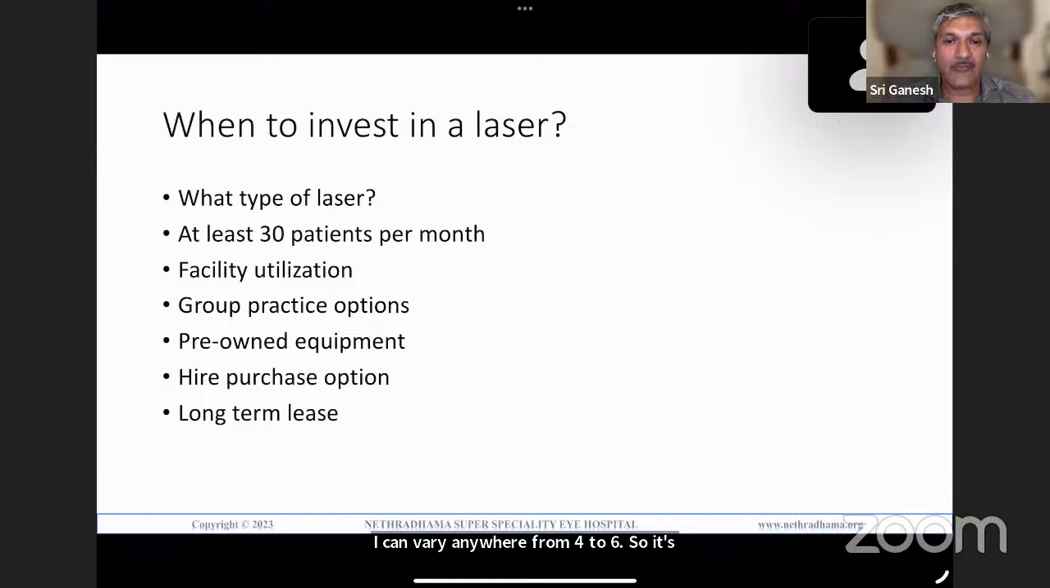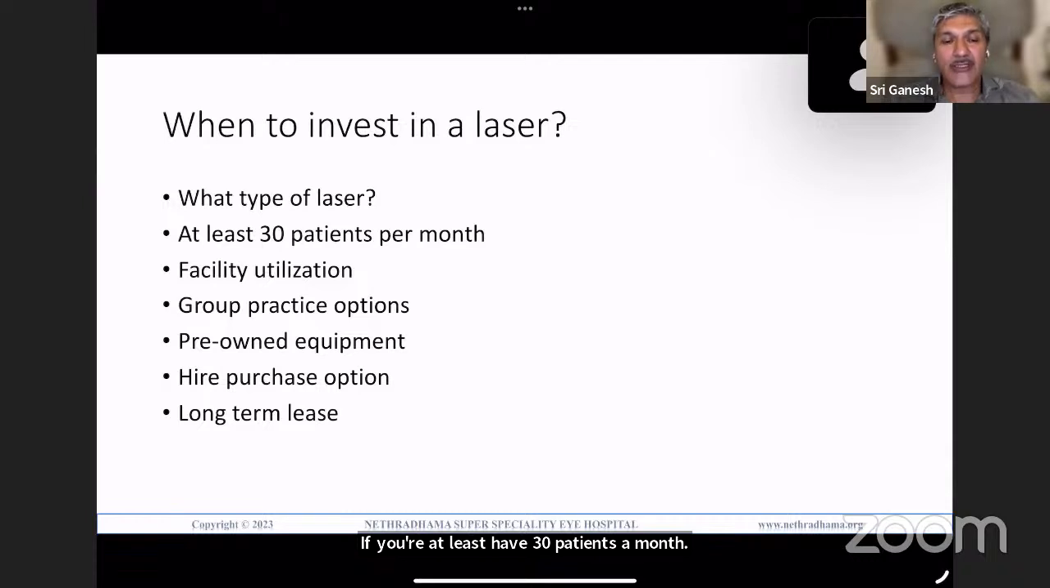So if you want to invest in a laser, I suggest if you're getting about 30 patients a month for refractive surgery, then that's the time when you can think about investing in a laser, and then you will be able to break even if you have at least 30 patients a month.